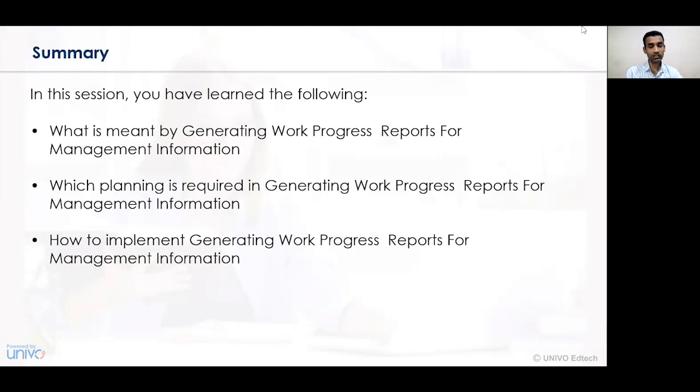Now let's summarize what we have learned in this particular session. In this session, we have understood and dealt with the concept of generating the work progress reports for management information. We have also seen how we plan the generating of the work progress reports with the help of a management information system. And lastly, how we implement the generating of work progress reports in the management information system as a part of certain software.